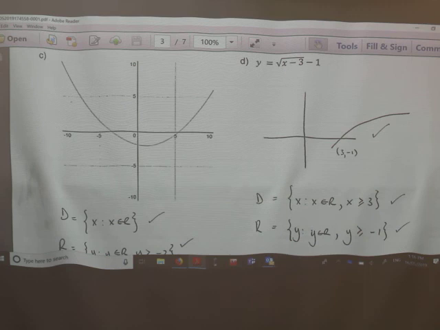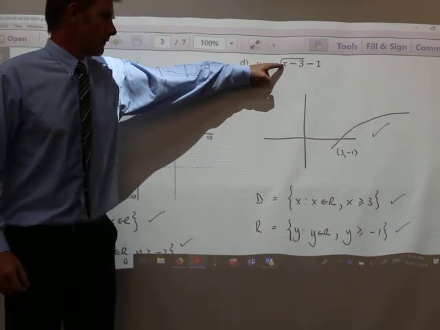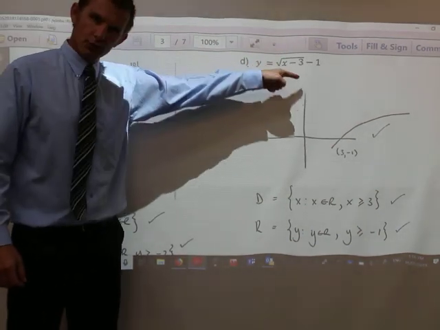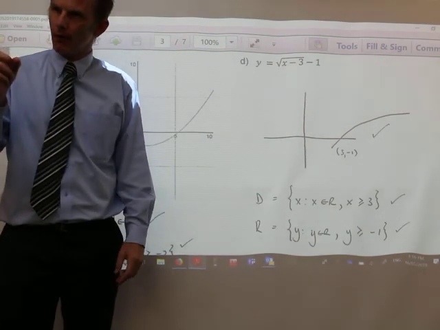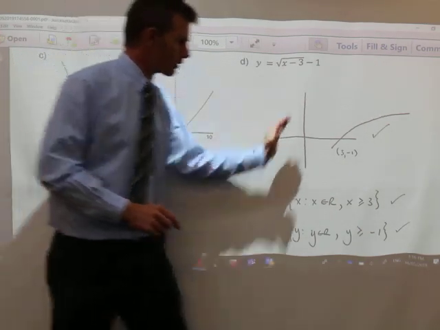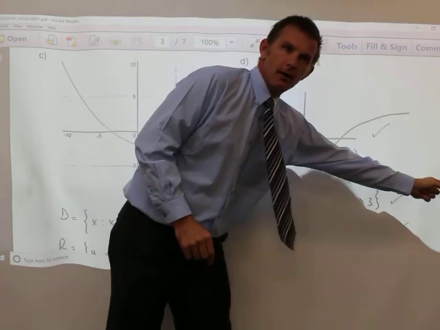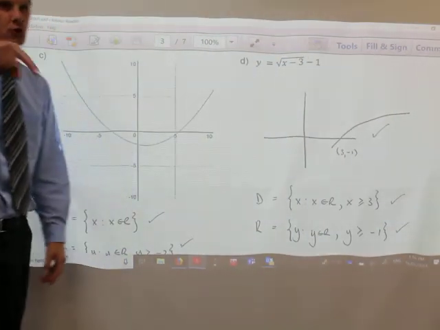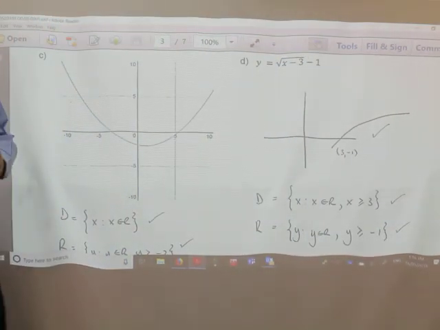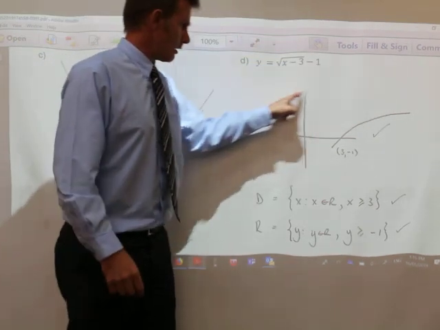This one, I'll just squeeze it all on. So we've got this graph here. Now it's y equals the square root, so we've only got half of the graph. We've only got this part. We don't have the other part there because we'd have to start with y squared equals x to get that other part. So this is only half of it.